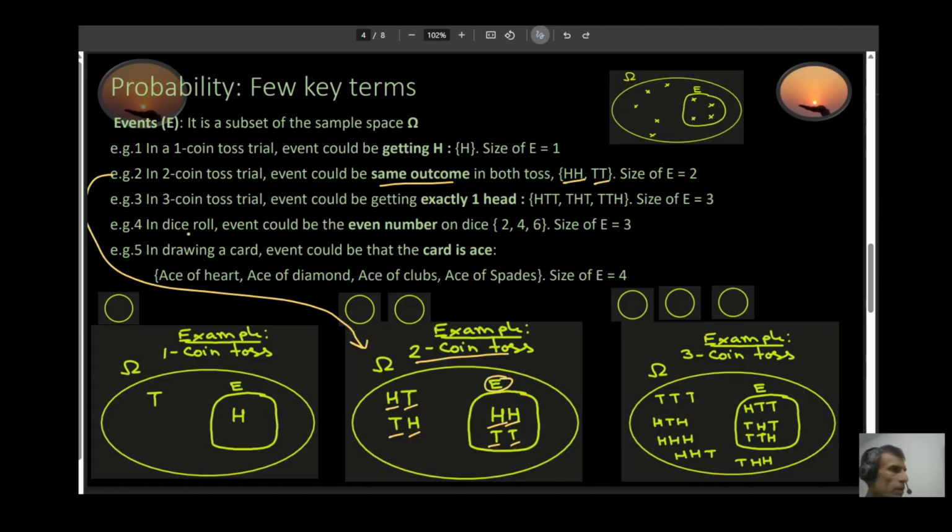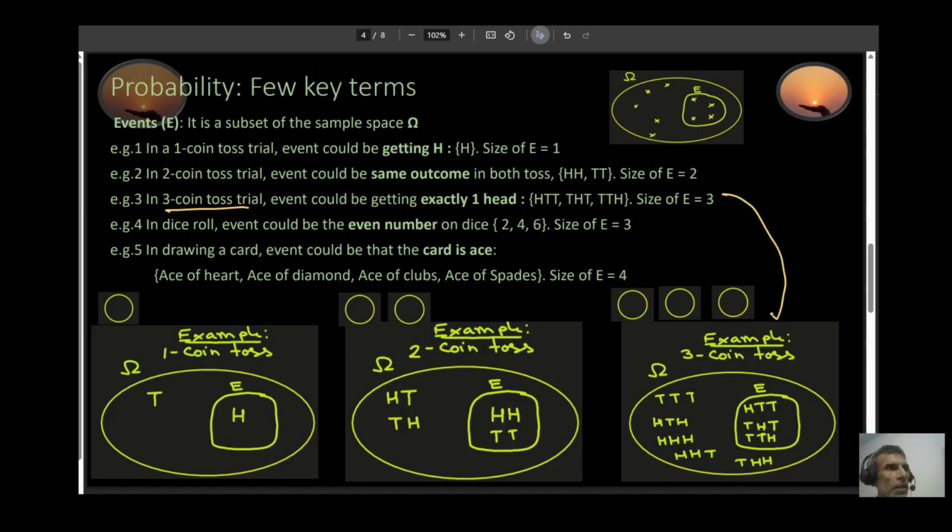How about you do a three coin toss trial right here. I toss three coins, and in this case, my event could be getting exactly one head. Well, my outcomes could be head, tail, tail, tail, head, tail, and tail, tail, head.